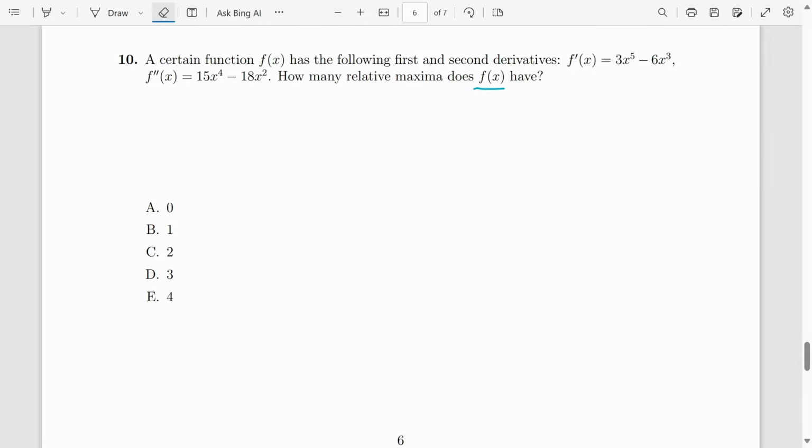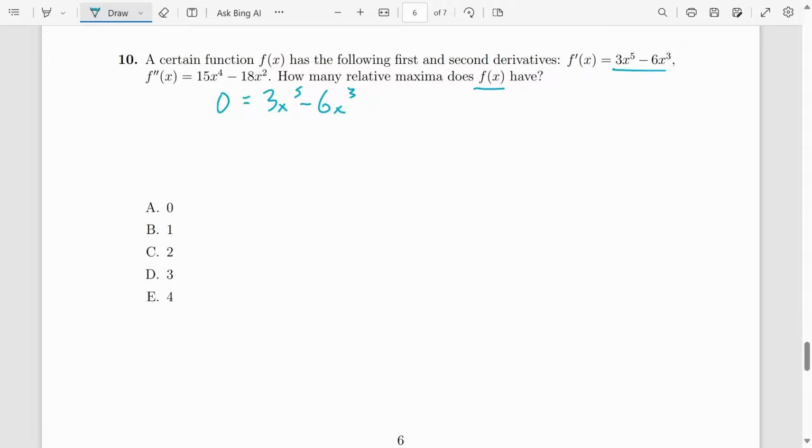So in order to find relative maxima, we need to find f of x's critical points. And to find those, we take f prime of x and set it equal to 0, and then just solve for x. Fortunately, we're already given f prime of x. It's 3x to the 5th minus 6x cubed. So we don't even have to find that derivative. We just plug it in. So 3x to the 5th minus 6x cubed equals 0.